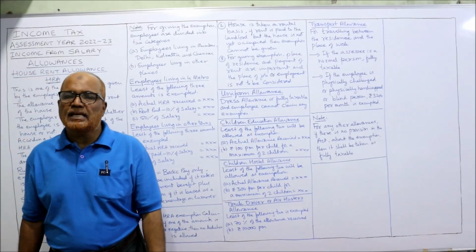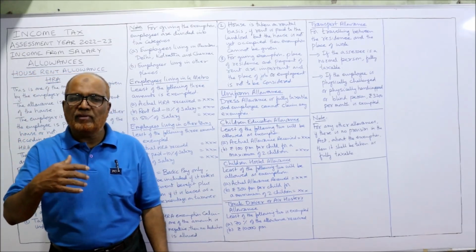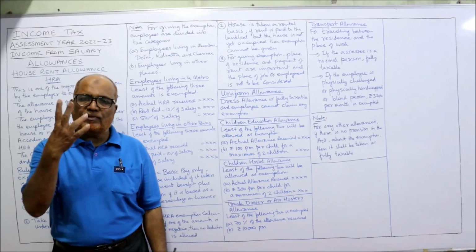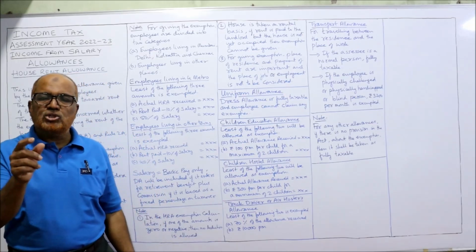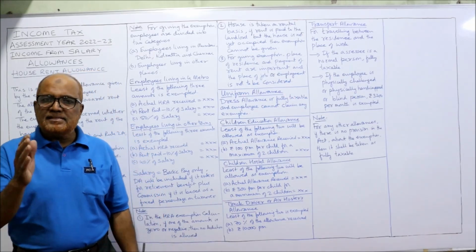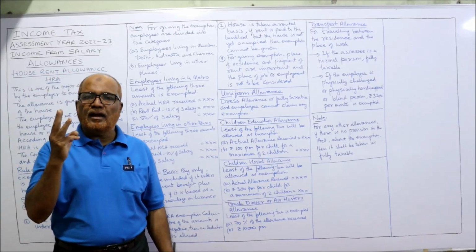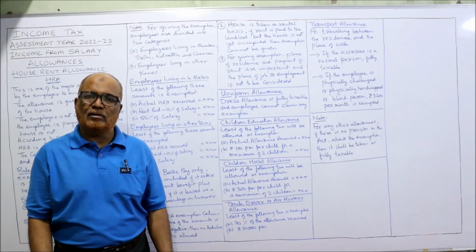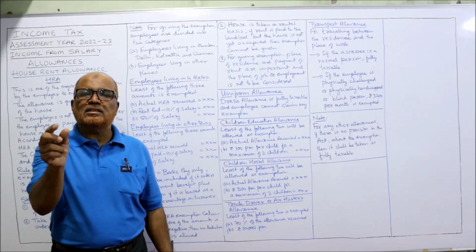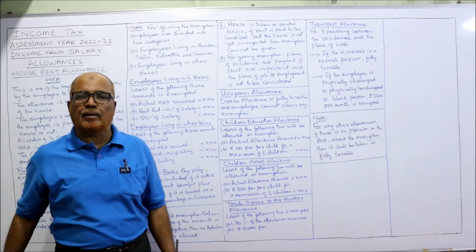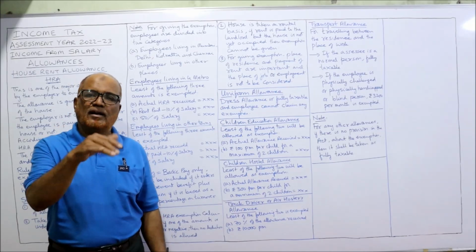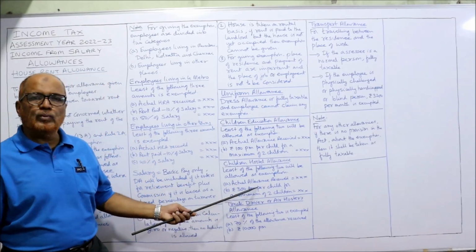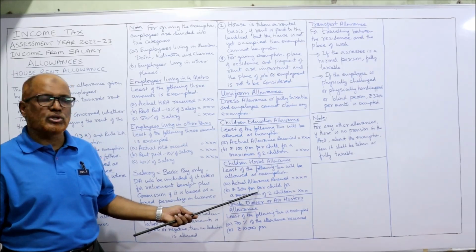Similarly, children hostel allowance. Sometimes the employer will give the employee's children hostel allowance. Again, the least of the following two amounts. The first one, actual allowance received. Second one is rupees 300 per month per child for a maximum of 2 children. 300 per month means 3,600 per child per annum. And 3,600 into 2, 7,200 is the maximum allowance which we can get as children hostel allowance for 2 children.